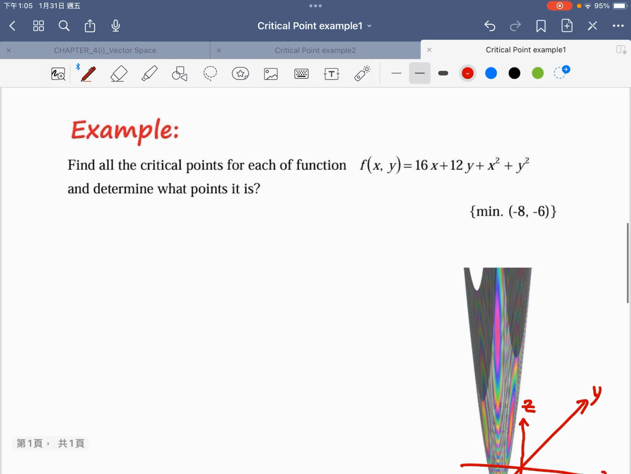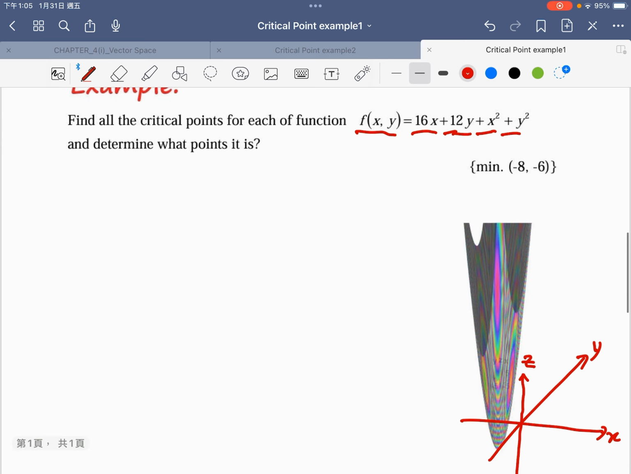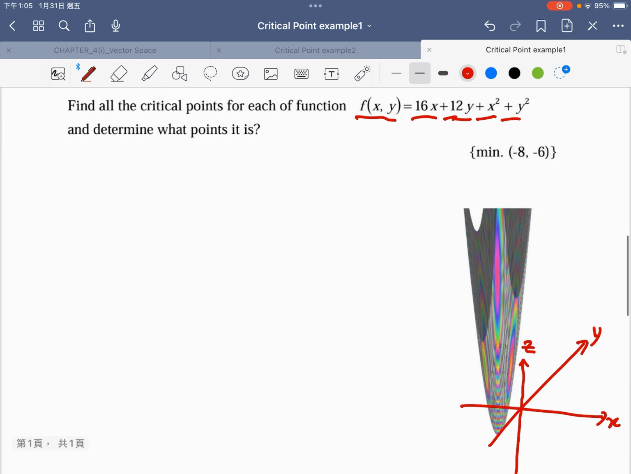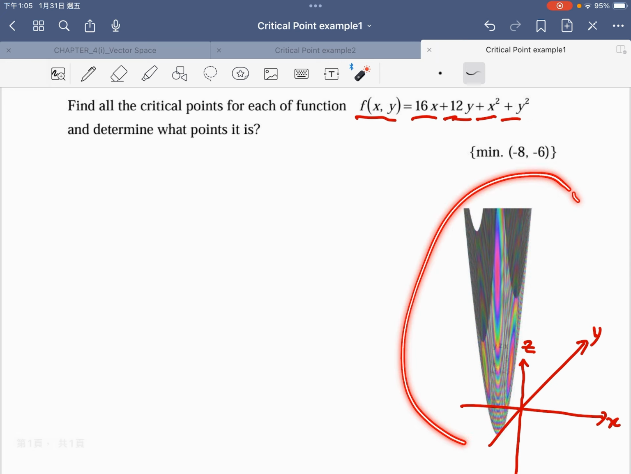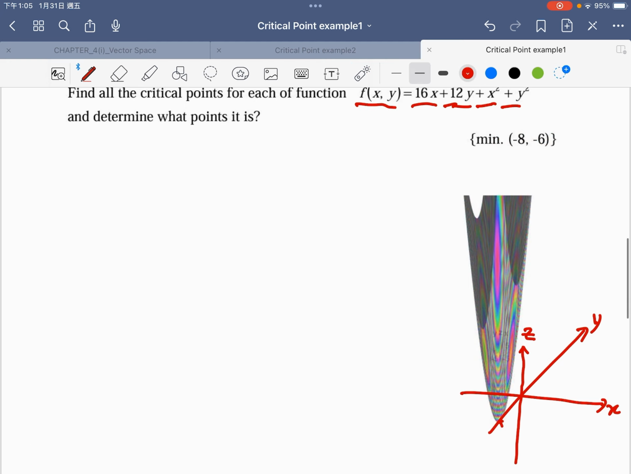I think it is a simple example: f(x, y) equals 16x plus 12y plus x squared plus y squared, and I draw the figure here. This is the surface of this function. I should emphasize it is a surface in 3D, and I also draw the coordinates: x-axis, y-axis, and z-axis. That point should be this one. Later I will calculate it.